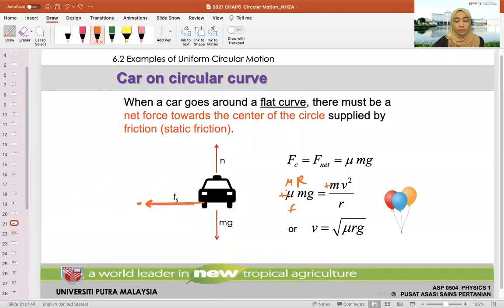Kita always define macam tu. This is the easiest way untuk define the conventions lah. I would say moving towards the center is going to be positive. Of course, that is my convention, ni benda yang boleh berubah-ubah kan. Kalau saya nak cakap ke kiri positif pun boleh, ke bawah positif pun boleh. Sama juga kat sini. I can also say away from the center of the circle is positive. But it means that I have to be consistent when I'm solving the problem.